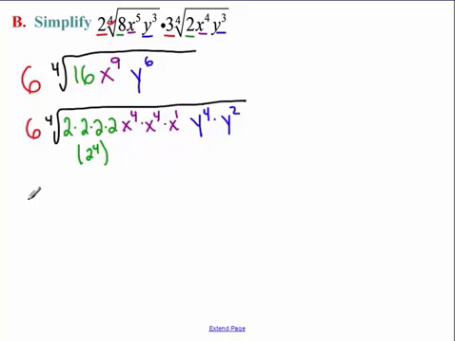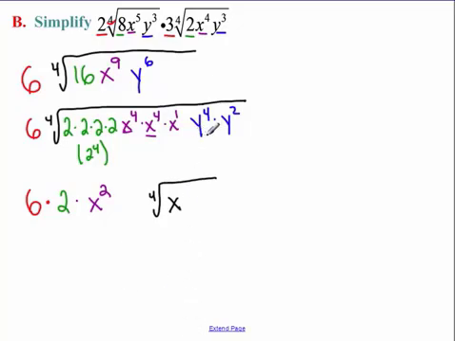So that 2 can be pulled out of our radical and just become a regular old 2. The x's. I have x to the 4th. So when I multiply those outside, that's really x squared. Underneath my radical, I have this x to the 1st left over, because I can only pull out up to my radical number, or my index, I should say.